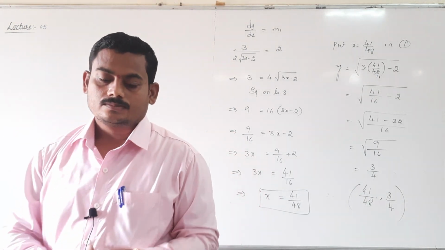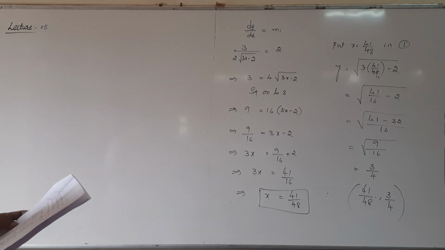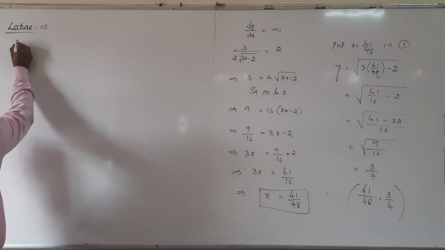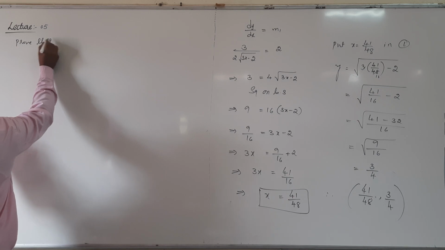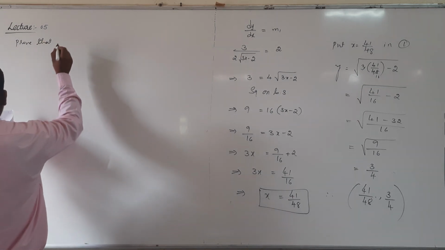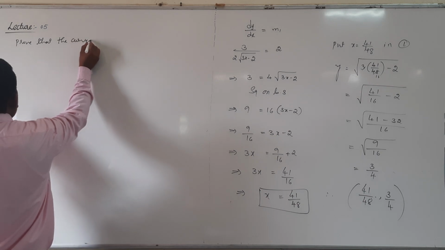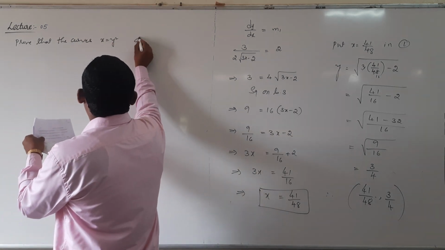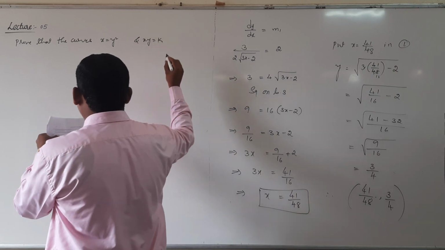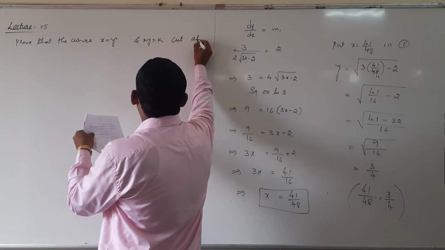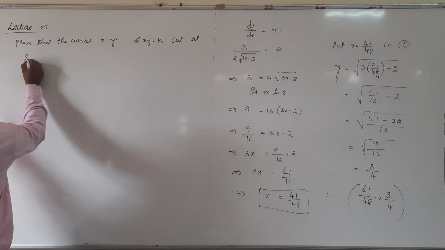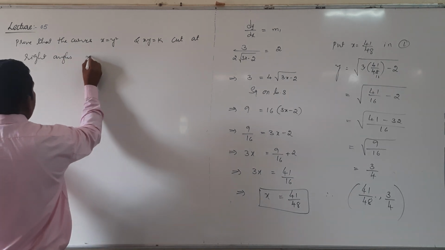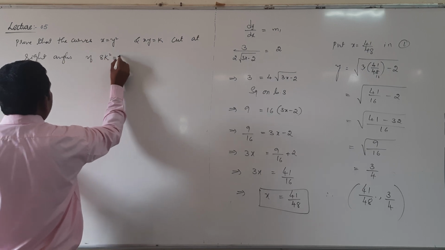Next problem. Prove that the curves x equal to y square and xy equal to k cut at right angles if 8k square is equal to 1.